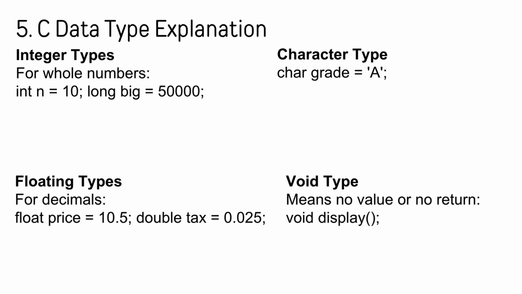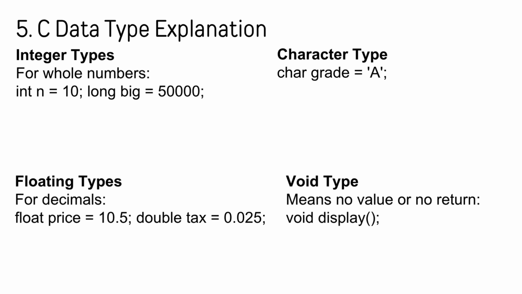Floating point types are used for decimal numbers. For instance, float price = 10.5, double tax = 0.025. So for the integer type number, it is int or long; for the character type, it is char. For floating type numbers, it is either float or double.